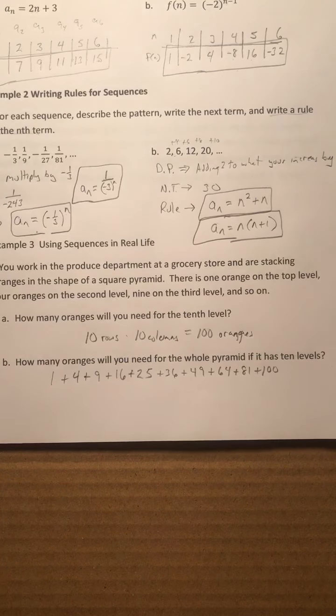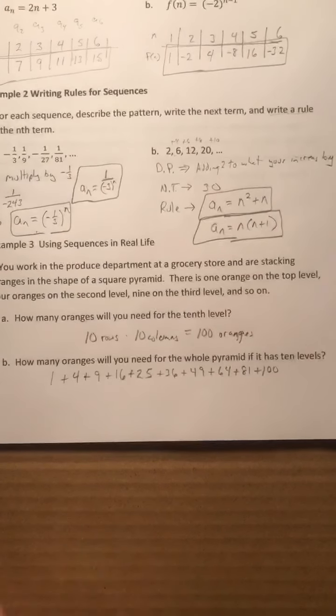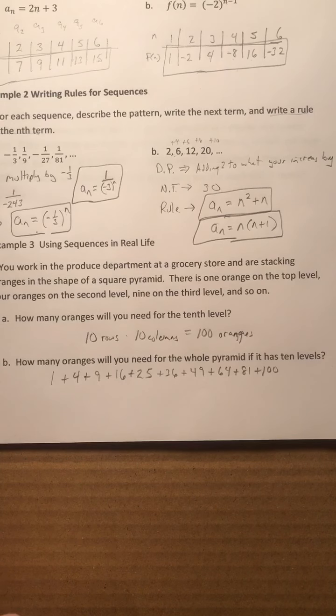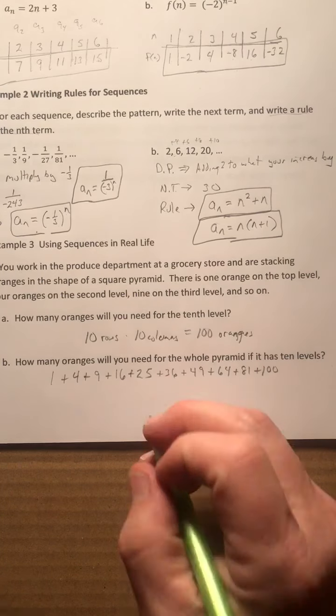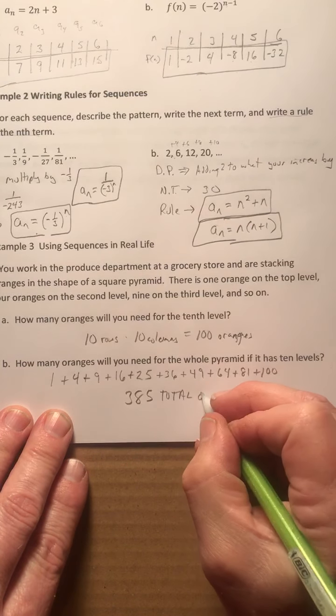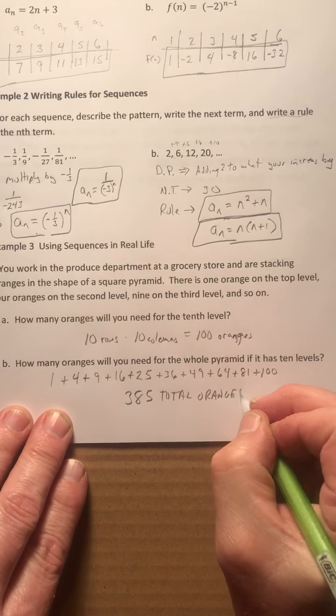And then all we have to do is add all these numbers up. I'm just going to throw them in the calculator real quick. So 1 plus 4 plus 9 plus 16 plus 25 gives me 55, so I'll start off with that. 55 plus 36 plus 49 plus 64 plus 81 plus 100. 385. So we need 385 total oranges to make the whole pyramid.